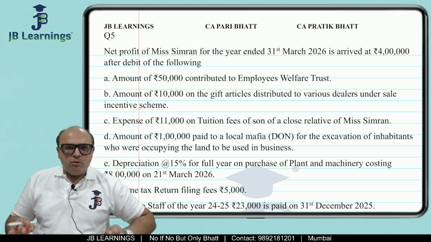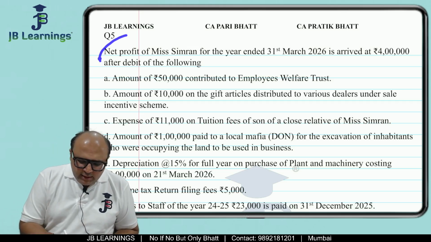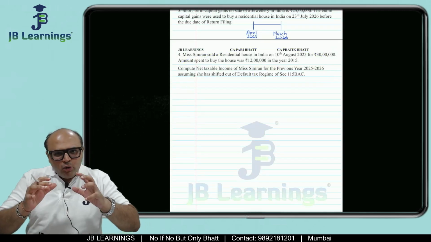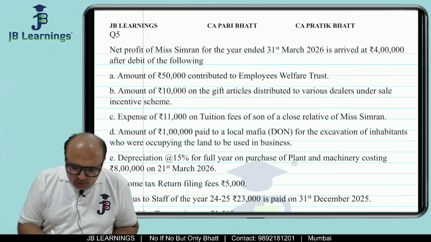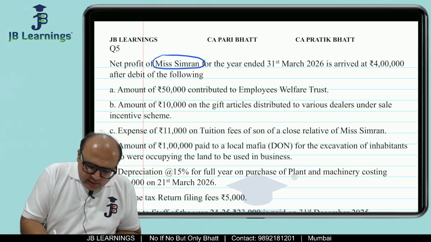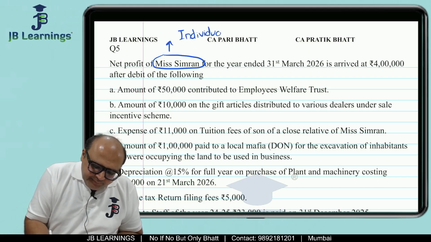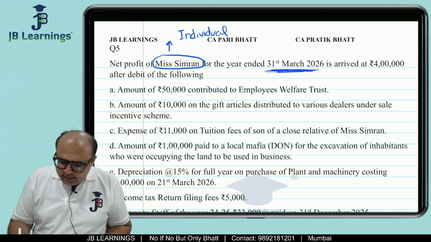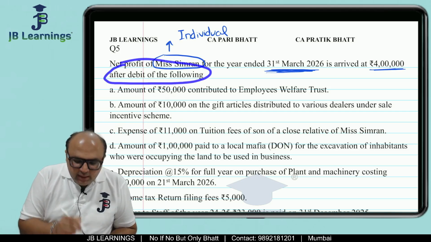Now friends, in question number 1, or in fact any question, whenever you solve your question, you should always read the first and the last paragraph and find out what you are supposed to compute. So friends, in this question, net profit of Miss Simran. Miss Simran means this is a question on an individual, so the assessee is an individual. For the year ended 31st March 2026, it is arrived at rupees 4 lakh after debit of the following.